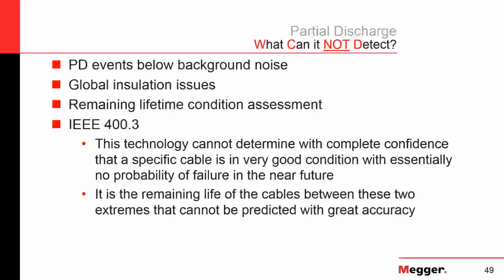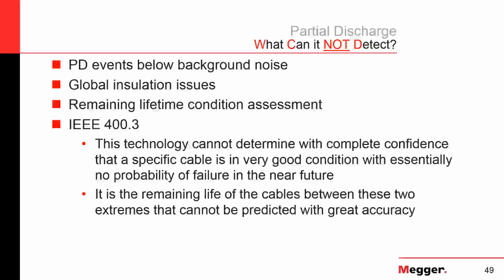So what can partial discharge not detect? It cannot detect partial discharge events below the background noise. Oh, this is field testing. There's going to be some background noise. You're not in a Faraday cage. That is part of the measurement, to measure the background noise, know where our threshold is, but if your PD events fall below that background noise, we're not able to detect it. We're not able to look for global insulation issues. Really what I mean by that is the small distributed water trees, because partial discharge does not detect water trees at all. Water trees don't have that flashing over characteristic.